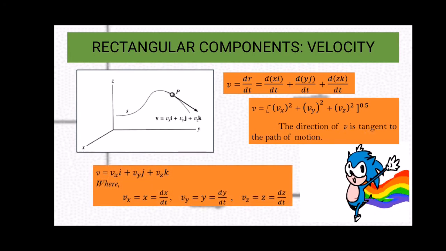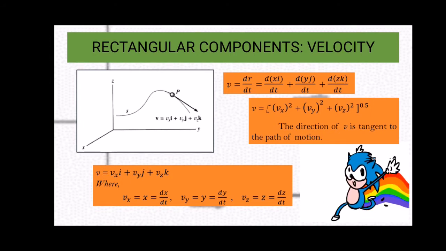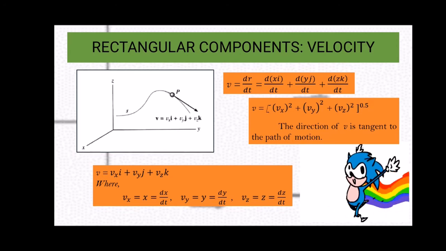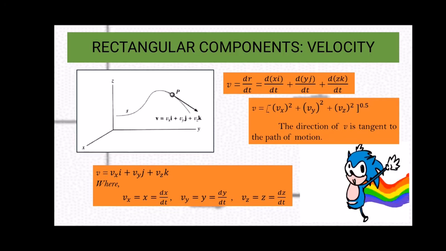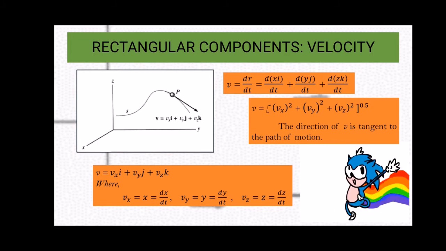v is equal to v sub x i plus v sub y j plus v sub z k, where v sub x is equal to x dot, which is the derivative of x over derivative of t. Then for v sub y, it equals y dot, which is the derivative of y over derivative of t, same as v sub z, which is equal to z dot, the derivative of z over derivative of t.